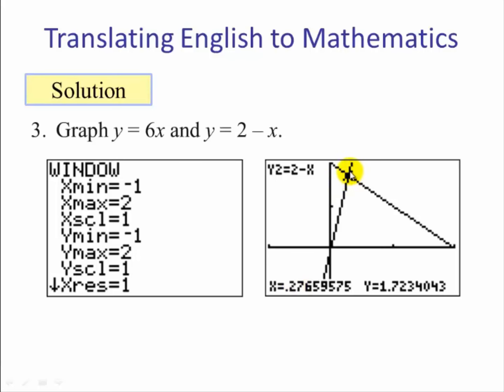And again, this is just an approximation from the graph, but that does agree with our algebraic solution of x equals 2/7.